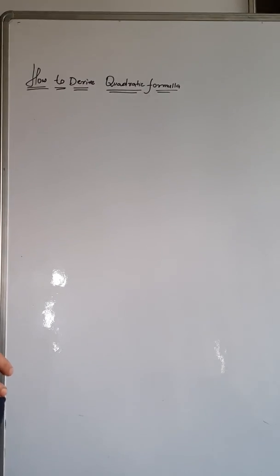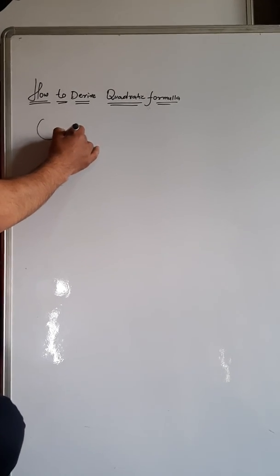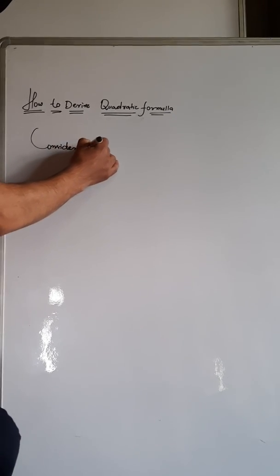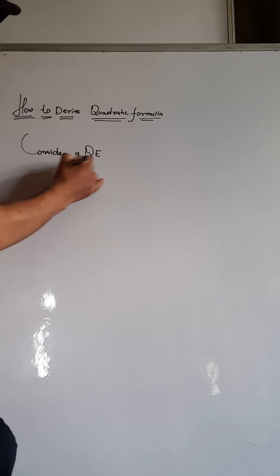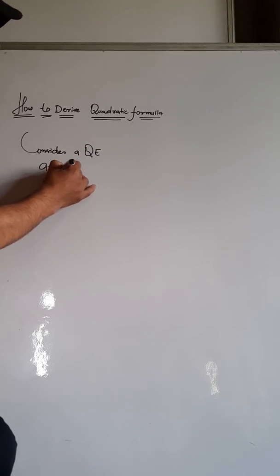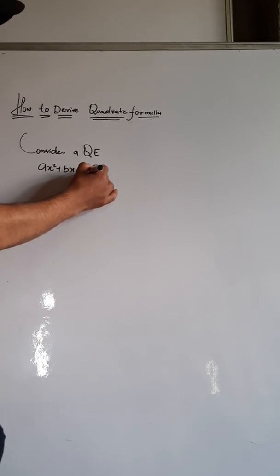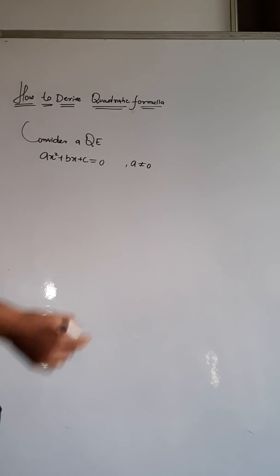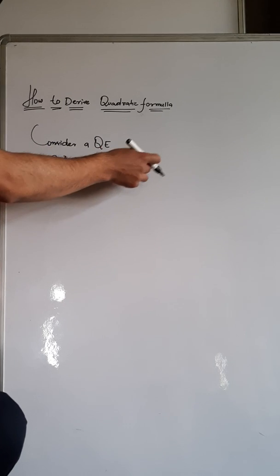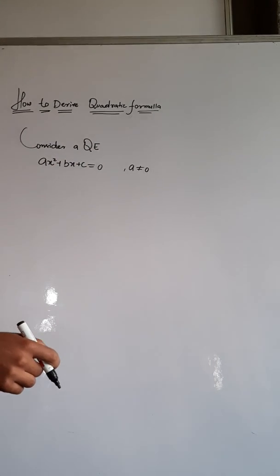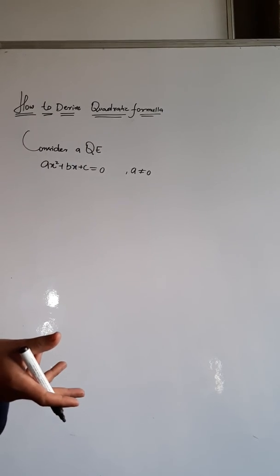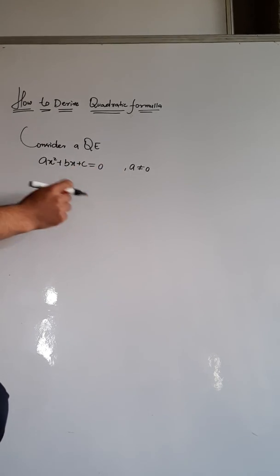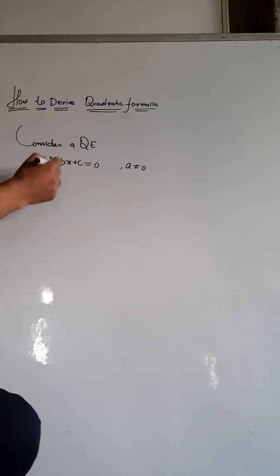Now, in order to derive the quadratic formula, we will consider a quadratic equation like this: ax square plus bx plus c is equal to 0, where a is not equal to 0, because if this a, which is the coefficient of x square, is equal to 0, then the term x square will vanish, hence we will not be left with a quadratic equation, it will become a linear equation. That's why this coefficient a is not equal to 0.